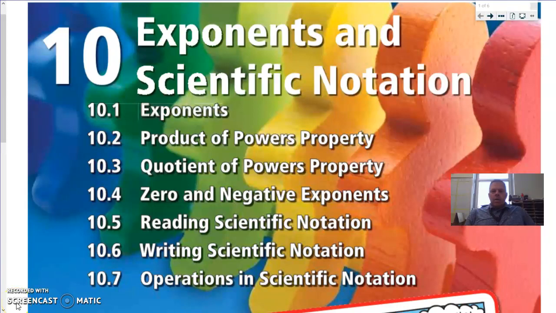Hi class, today we are going to be introducing chapter 10, which is exponents and scientific notation. You will see on this page that we will be talking about exponents, the product of powers property, the quotient of powers property, zero and negative exponents. We will then read scientific notation. We will write scientific notation, and we will do some operations like adding, subtracting, multiplying, and dividing scientific notation.